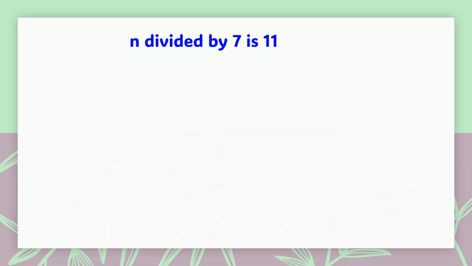N divided by 7 is 11. N is the variable, divided by 7 is 11. Here n by 7 is equal to 11 is our equation. N by 7 is on the left hand side, in division form. We have to apply the opposite operation. For division, it is multiplication into 7.